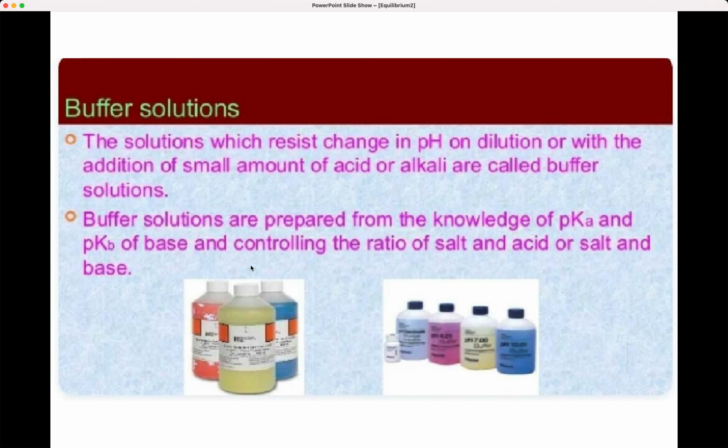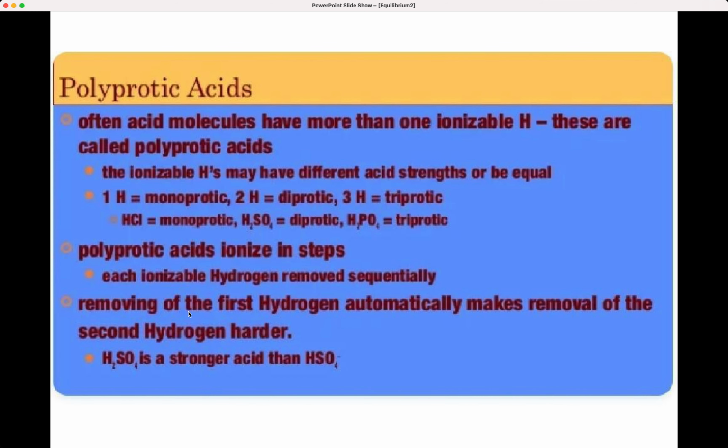Now, what are buffer solutions? These are solutions which can resist change in pH on dilution or with addition of a small amount of acid or alkali. Now, how can you prepare a buffer solution? From the knowledge of pKa and pKb of the acid and base, and controlling the ratio of salt and acid or salt and base, you can prepare a buffer solution. Then what is a polyprotic acid?